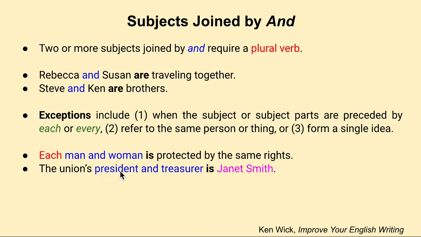The union's president and treasurer is Janet Smith. So here we have an example of the second exception. The parts refer to the same person. So treasurer and president and treasurer are referring to the same person. Therefore, we use a singular verb. The union's president and treasurer is Janet Smith.